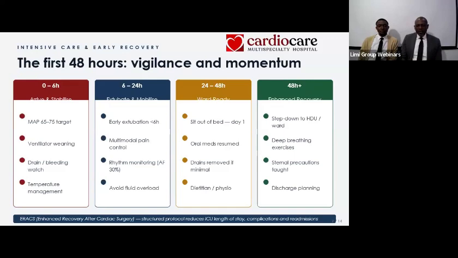The next 24 hours, even here in Cardiocare, the patient is already sitting out of bed, he's eating, we're moving him around, he's starting physio, first day post-operatively. And if the drains are not functioning, we take them out. At 48 hours and afterwards, the patient leaves the ICU, goes to the wards, and begins to move, and we begin to plan discharge.